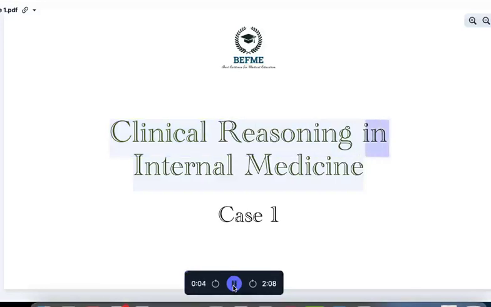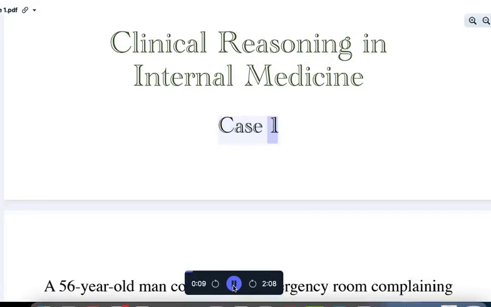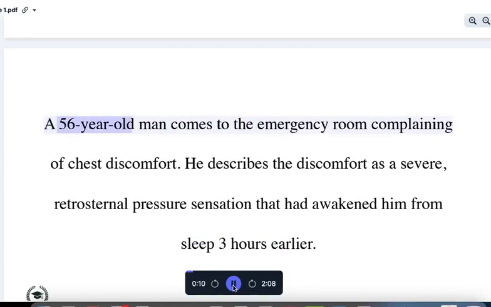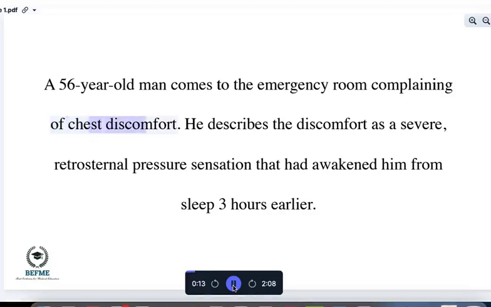Clinical Reasoning in Internal Medicine. Case 1. A 56-year-old man comes to the emergency room complaining of chest discomfort.